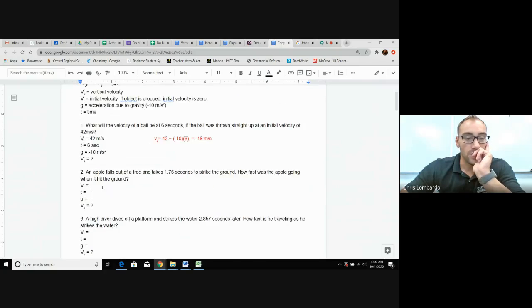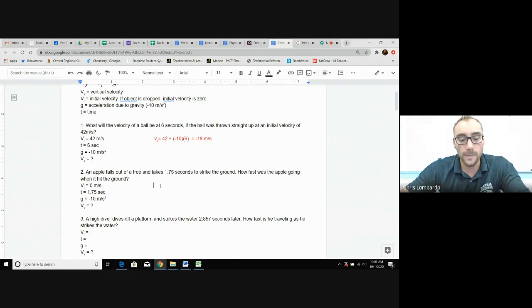Okay. So the next problem, an apple falls out of a tree, takes 1.75 seconds to hit the ground. How fast was the apple going when it hit the ground? They don't give us an initial velocity here, so it's 0. Time, 1.75 seconds. G, it's always negative 10 meters per second squared. We're looking for Vy.